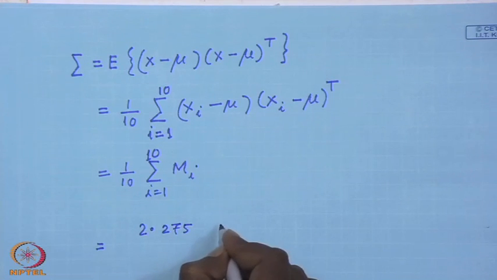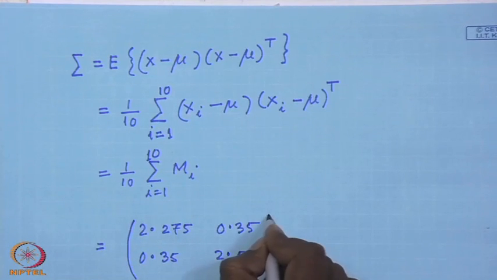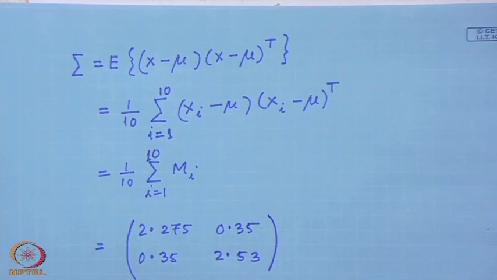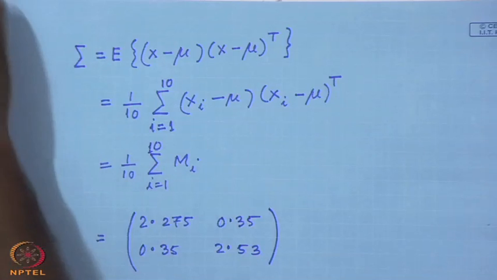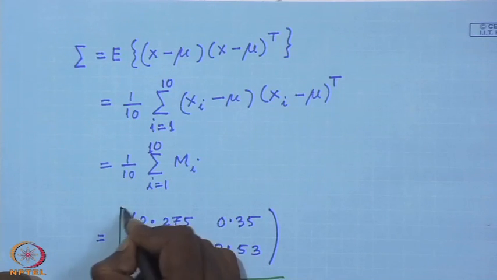And when I do that, you find that this simply becomes 26.275, 0.35, 0.35 and 2.53. So, this is my covariance matrix.